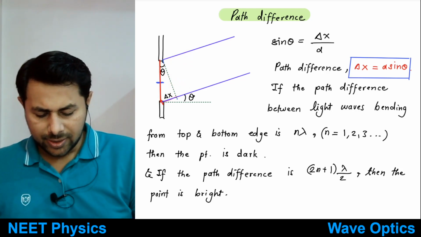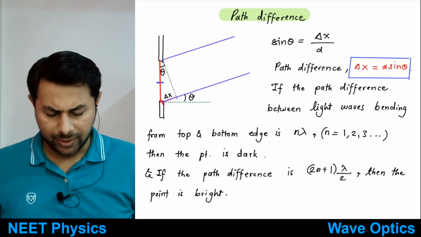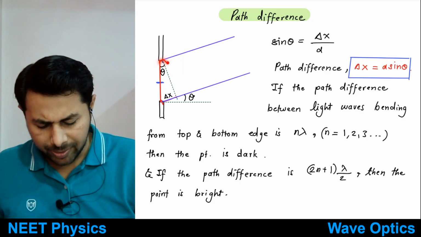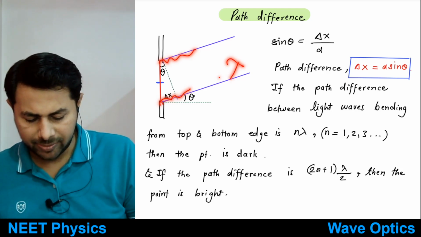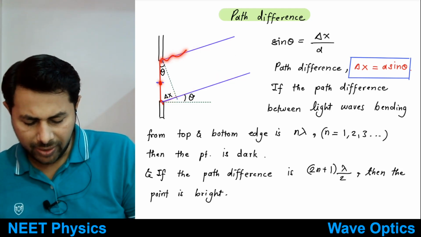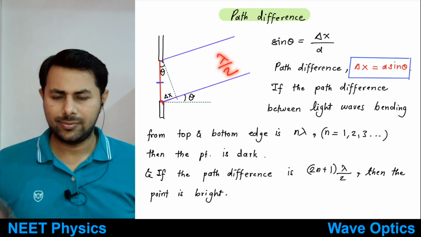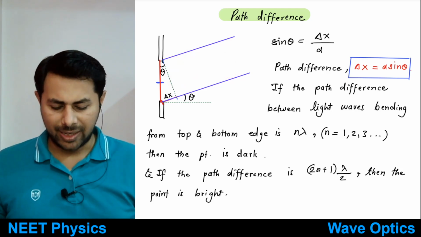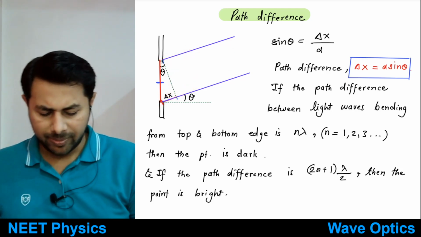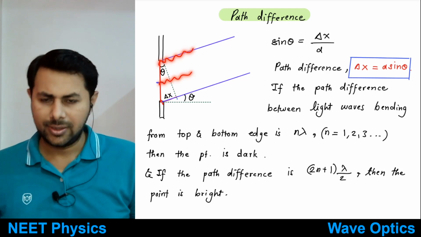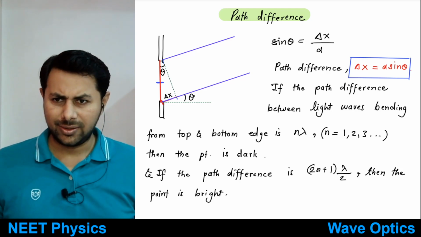Suppose all these light waves are bending through the same angle. The path difference between this wave and this wave is lambda. So what would be the path difference between this wave and a wave over here exactly at the half? It would be equal to lambda by 2. The path difference between this wave and this wave is equal to lambda, and between a wave over here and here it would be exactly half. Is this clear?